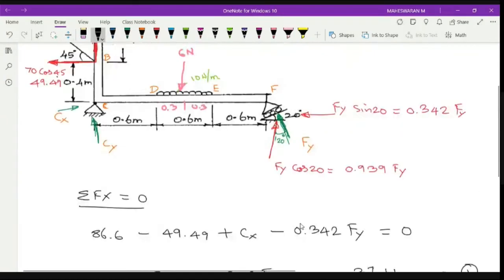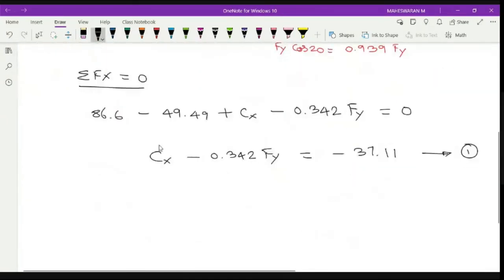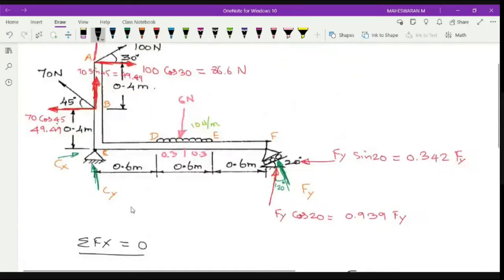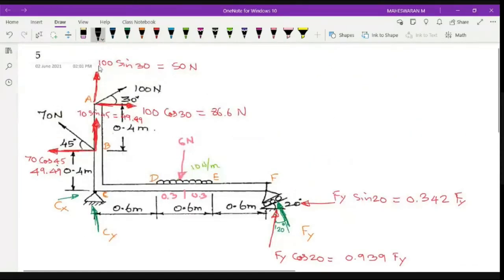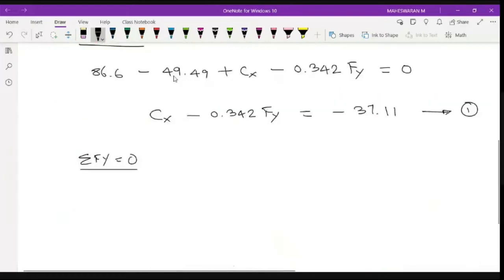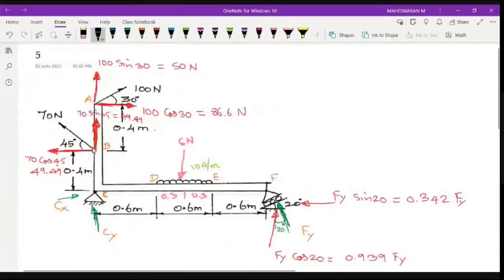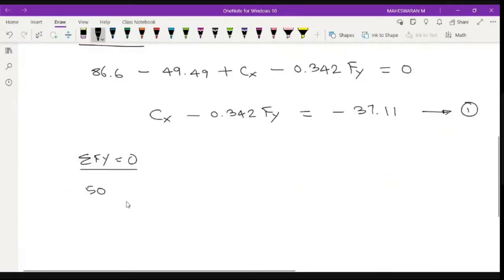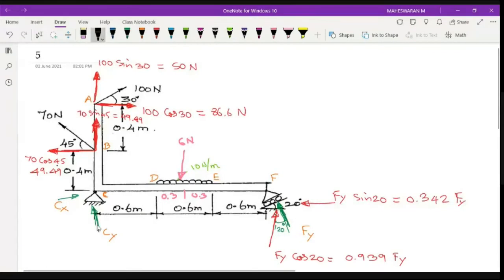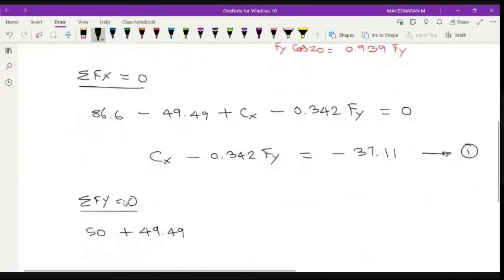Next, I'm going to consider Fy and I am going to equate it. So we put sigma Fy and then we equate it to 0. So A, one vertical force, upward direction, 50, positive. So 50. B, another vertical force, upward direction, positive, plus 49.49. C, Cy is another force, plus Cy.